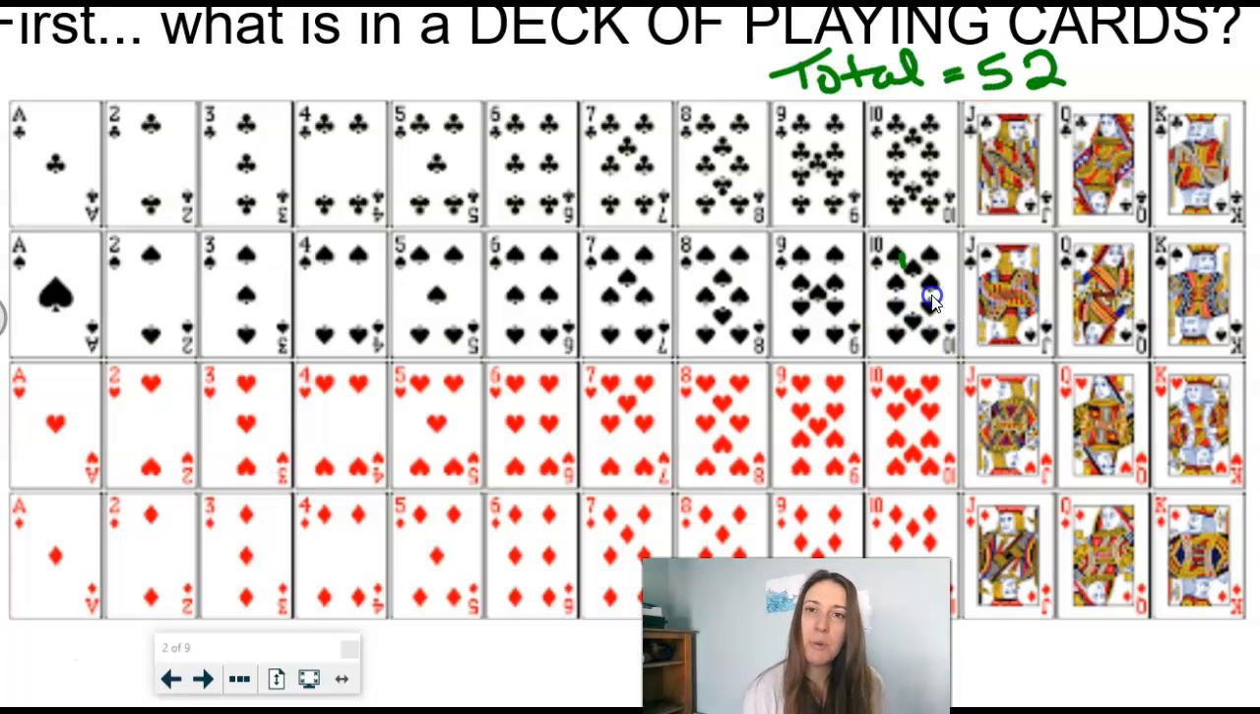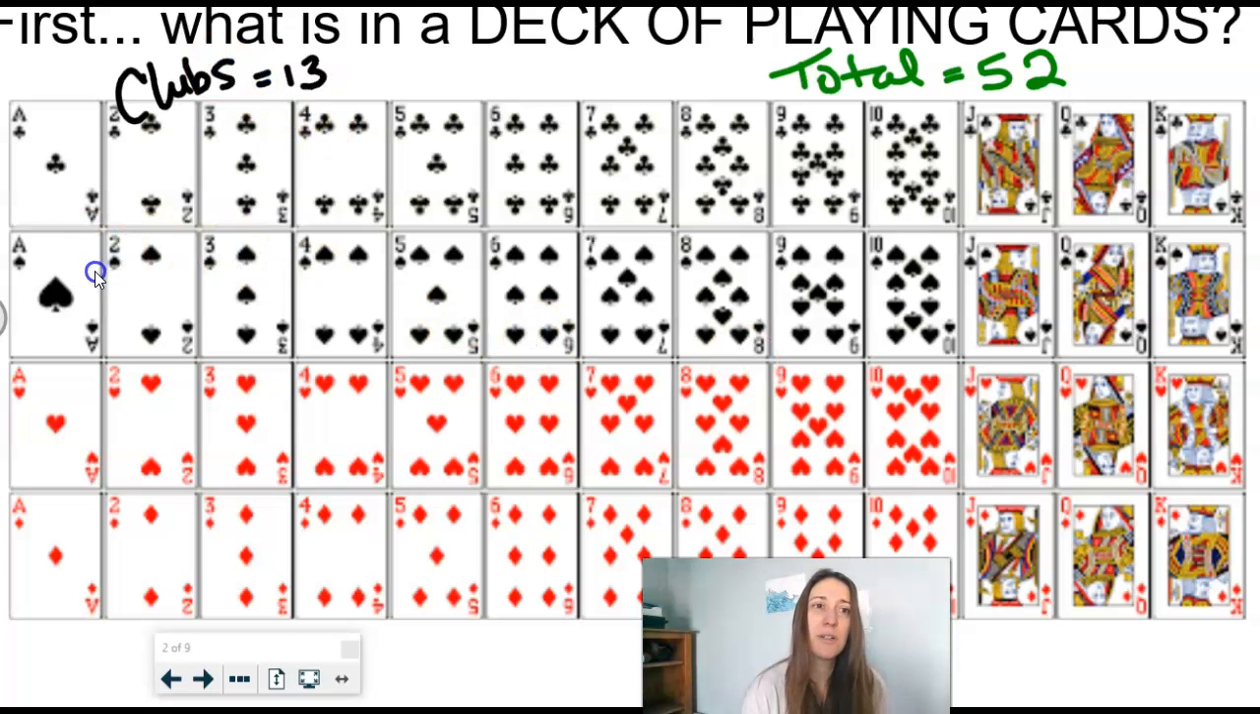And they're broken up into what we call suits. Right here we have the clubs, and you'll notice all of the clubs are black in color. Ace, high or low, doesn't matter. There's an ace, 2, 3, 4, 5, 6, 7, 8, 9, 10, and then jack, queen, king would be the additional cards. So there are 13 clubs.